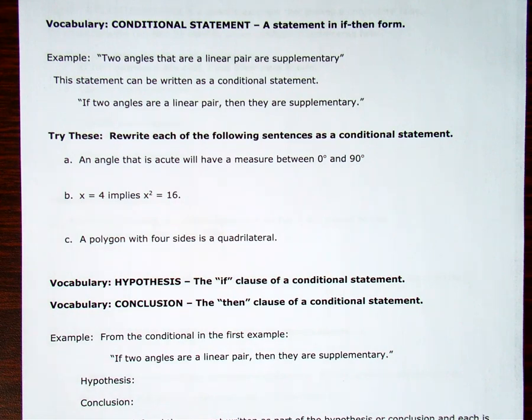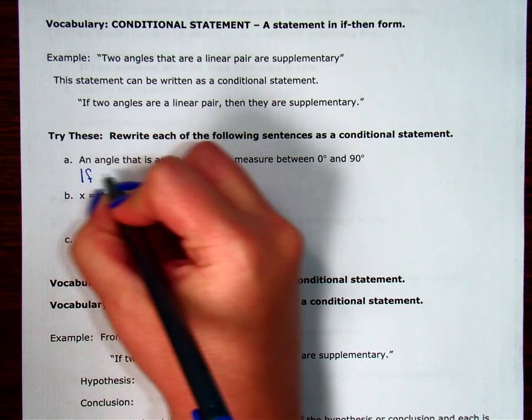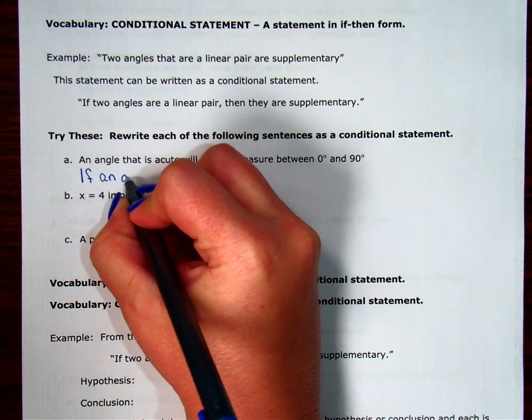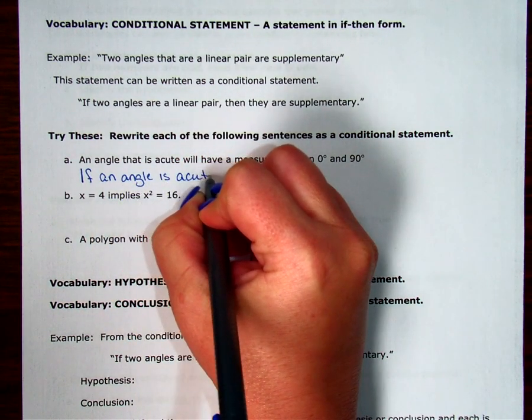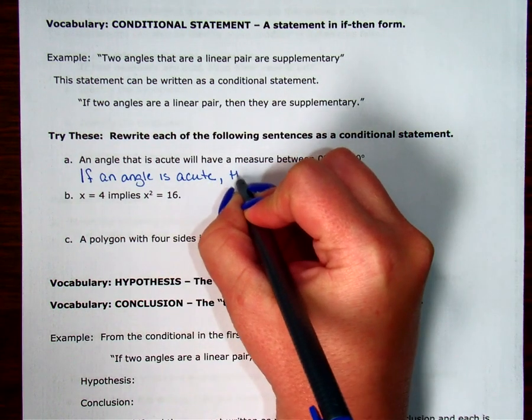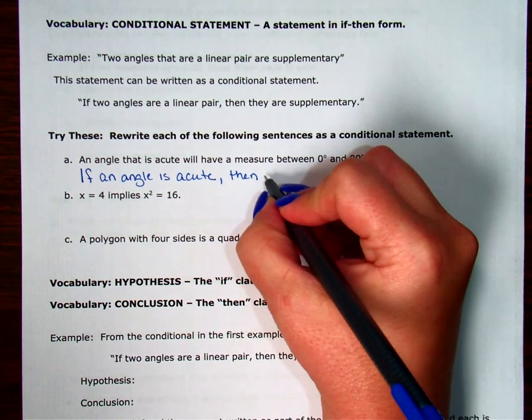The first one: an angle that is acute will have a measure between 0 and 90 degrees. So what condition are we wanting to have met? We want the angle to be acute. So I'm going to say if an angle is acute, then what do we know is going to result from that? Then its measure is between 0 and 90 degrees.